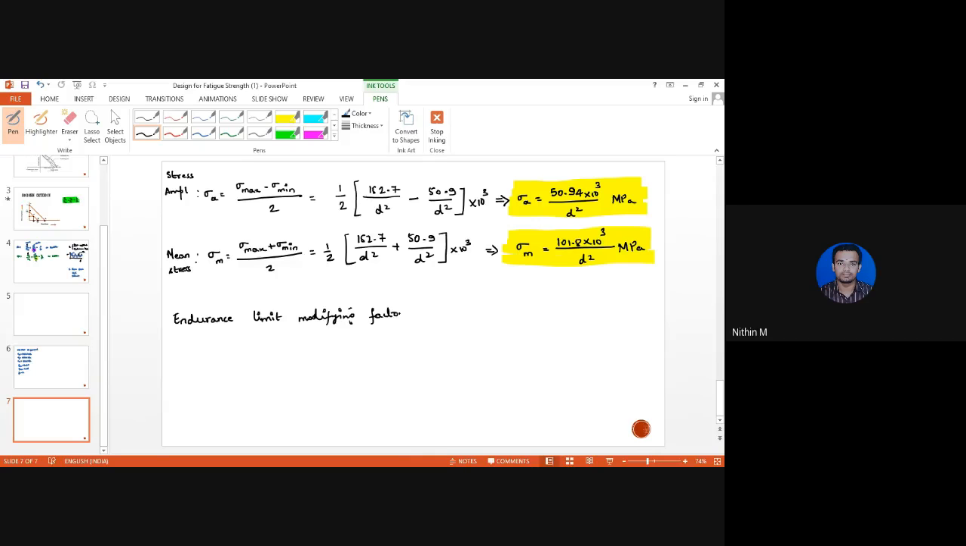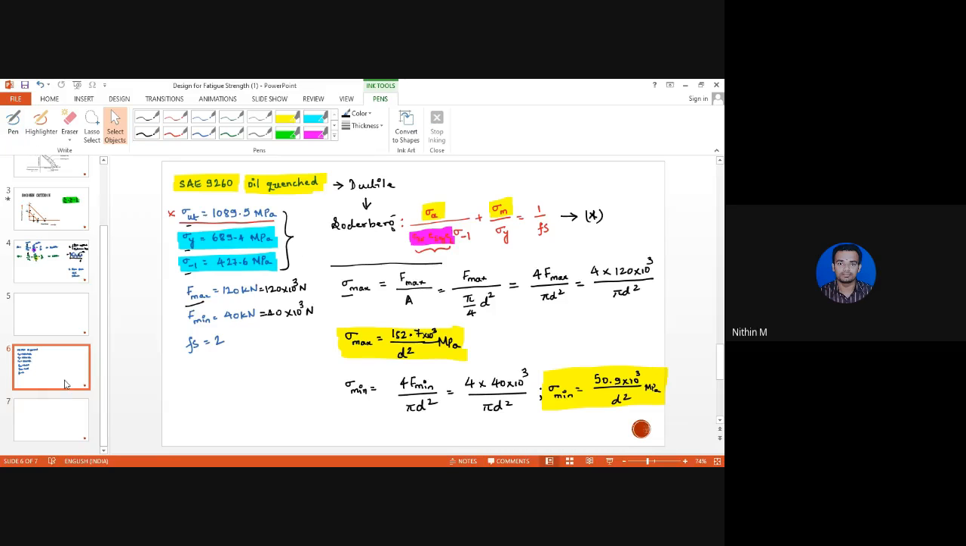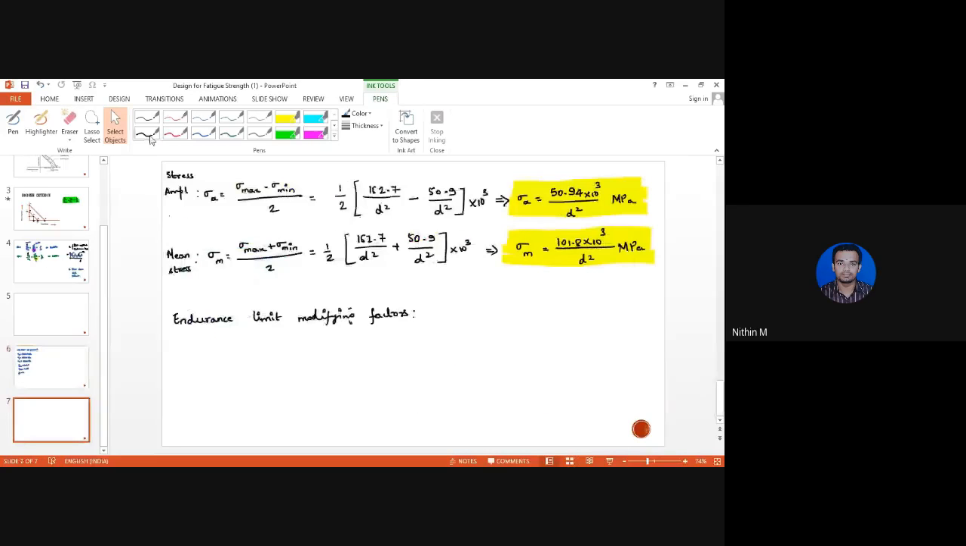Now, how do you do it? I had told you to open page number 5.5 in your data handbook. If you look at equation 5.19d, okay, sorry, I just made a mistake. Rather than making use of the notation E for endurance limit modifying factor, the data handbook uses the notation K.